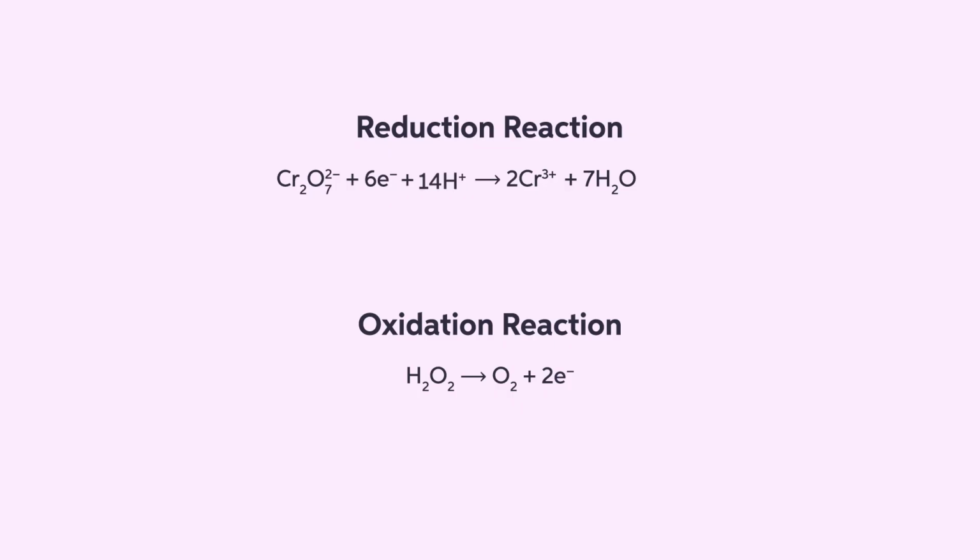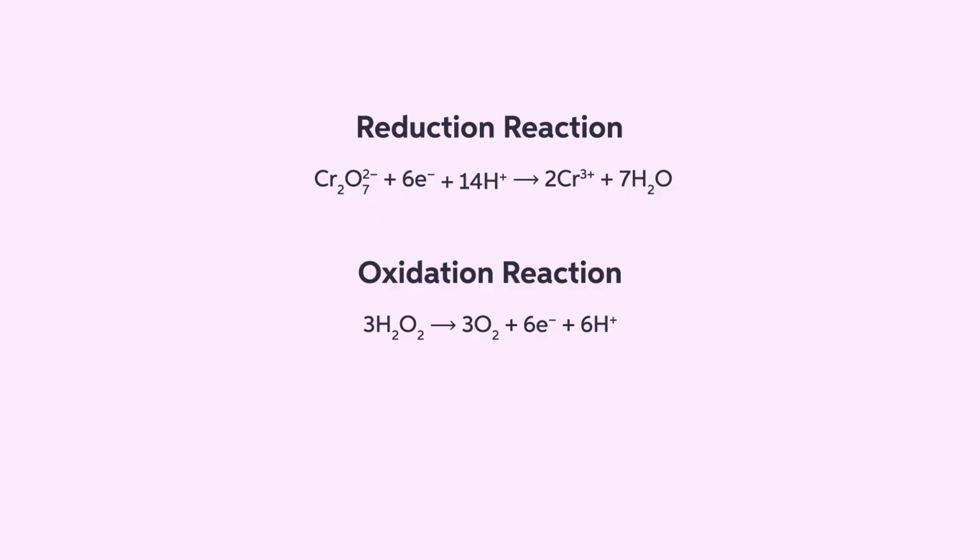Add the hydrogen ions to the opposite side so that you have the same number of H's on either side. We need 14 hydrogen ions on the left side of our reduction reaction to balance the 7 water molecules we added. We'll add 2 hydrogen ions to the right side of our oxidation reaction to balance the 2 hydrogens in hydrogen peroxide. Back to our neutral steps.